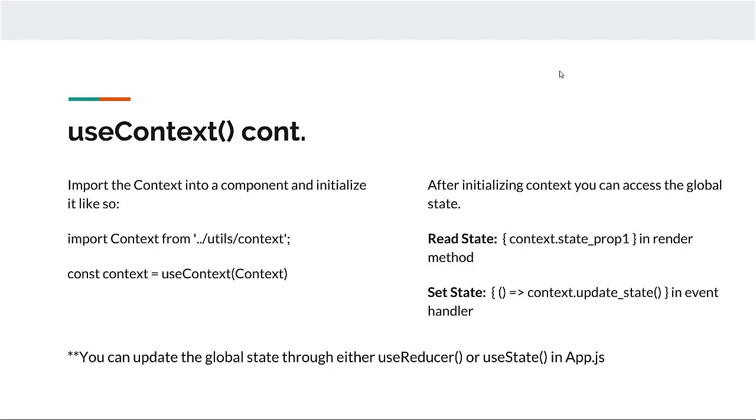In your render method, you can read the state with the following syntax: context, which is the variable name you initialized, and then state prop 1, which is a property we saw in the last slide that was applied to the value prop in the provider. And to set the state, you simply use the arrow function and then context.updateState. And remember, updateState was the property name that we supplied to the value prop in the last slide. And finally, you can update the state in app.js through either useReducer or useState. Either one is fine.